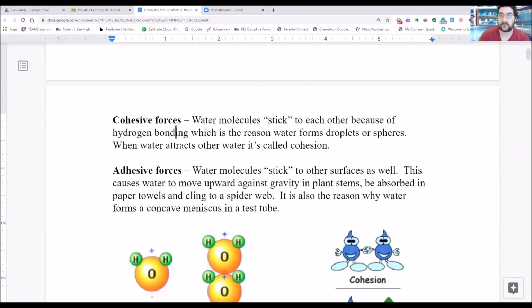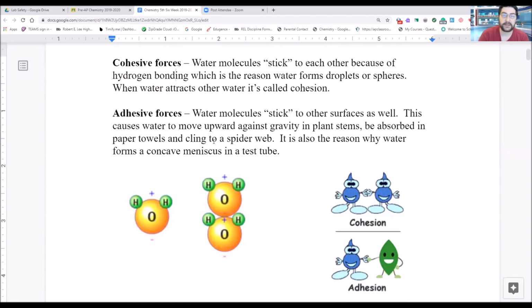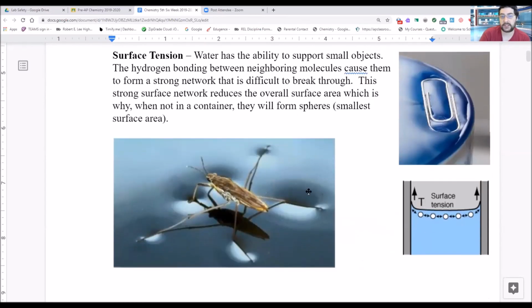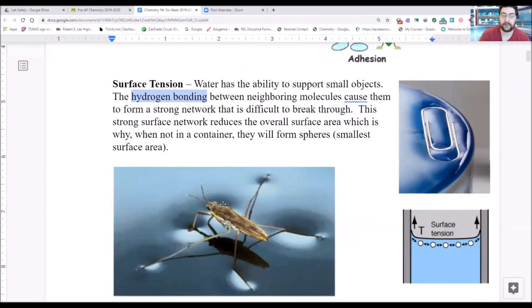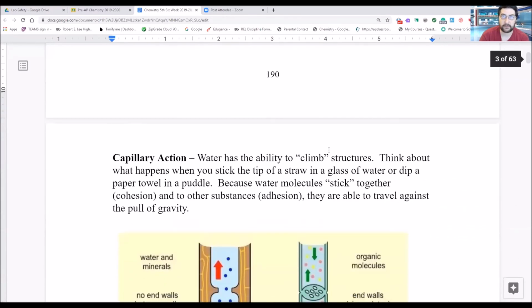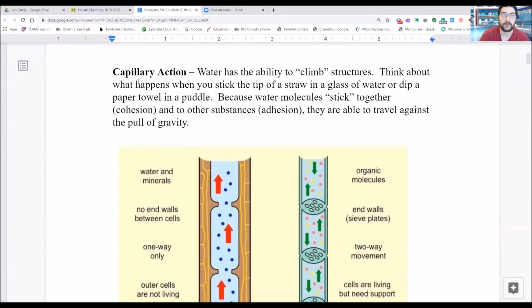The water sticking to itself was like droplets on the windshield that come together. Adhesive was like a coaster sticking to the bottom of a glass, or the formation of a meniscus in a graduated cylinder. That happens because of adhesive forces. Surface tension, we said it was like a network of water molecules all attracted to each other. And that happens because of hydrogen bonding. And then we had the Jesus Christ lizard, the paper clip, a bug on the water, all that good stuff. Belly flop in a swimming pool, I think that was another one we talked about.